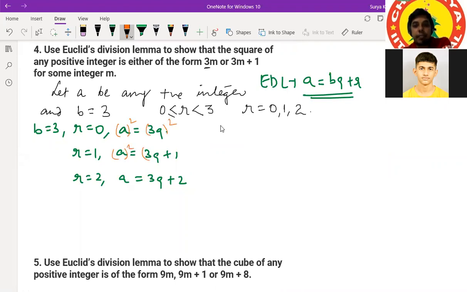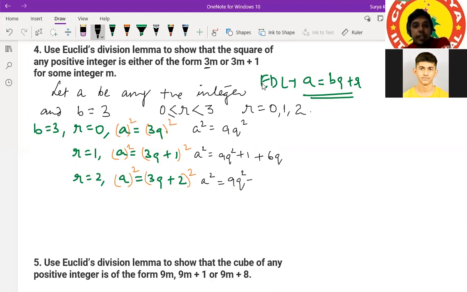A square is again (3q plus 1) square, and again a square is (3q plus 2) square. So we can write a square is equal to 9q square. Here we can write a square is equal to 9q square plus 1 plus 6q. Again a square is equal to 9q square plus 4 plus 12q. This is clear, children, to everyone, what I just wrote over here?